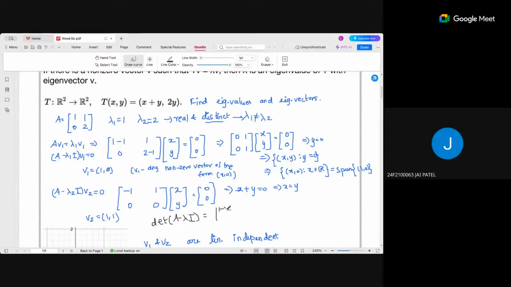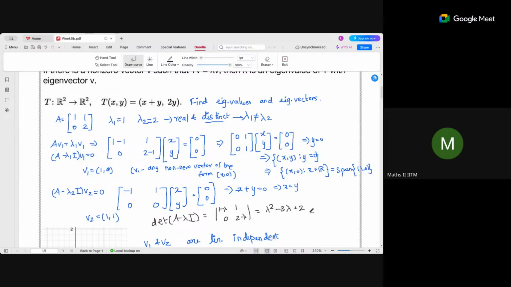Ma'am, which lambda? Lambda 1 and 2? No, just the variable lambda. So what is this? Lambda square, minus 3 lambda. I want this polynomial equation, the quadratic equation. And then you have here plus 2. So it is lambda square minus 3 lambda plus 2.